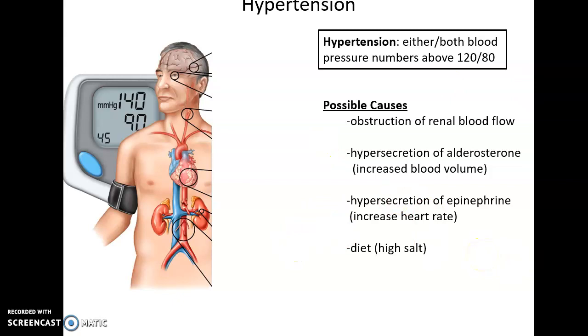Now, in any given day, there are certain periods in that day where your blood pressure can be above 120/80. Like say you're exercising, your blood pressure is going to be higher then. That is just temporary and it's perfectly fine.